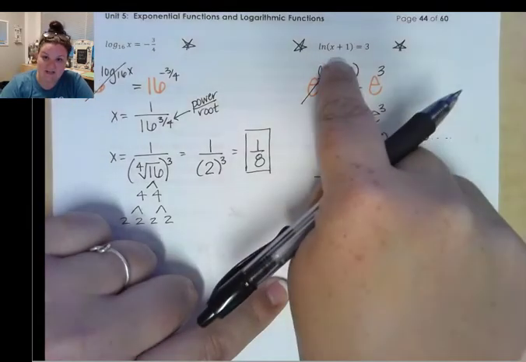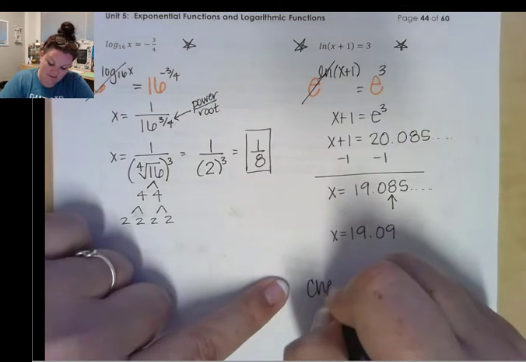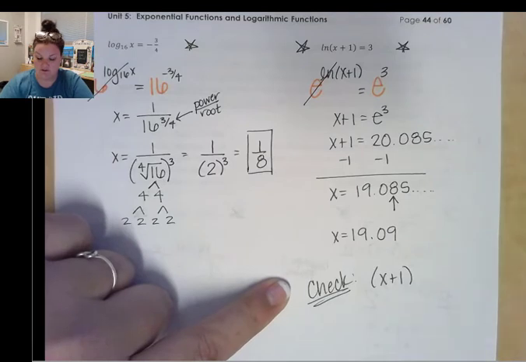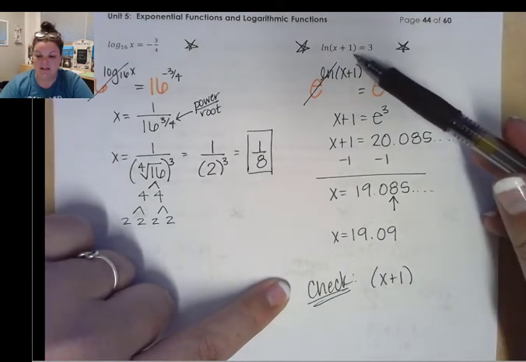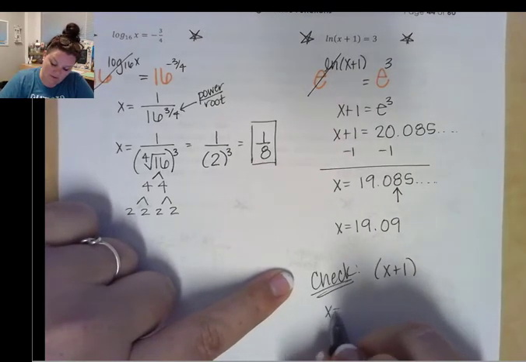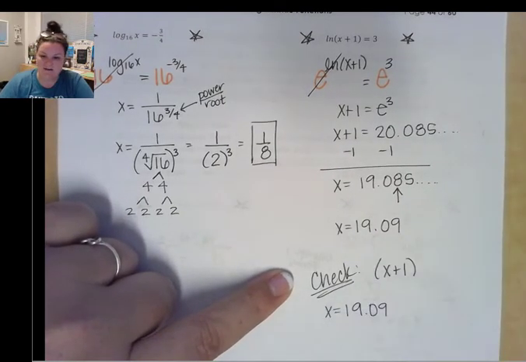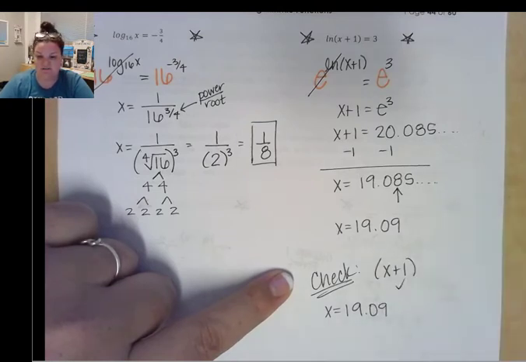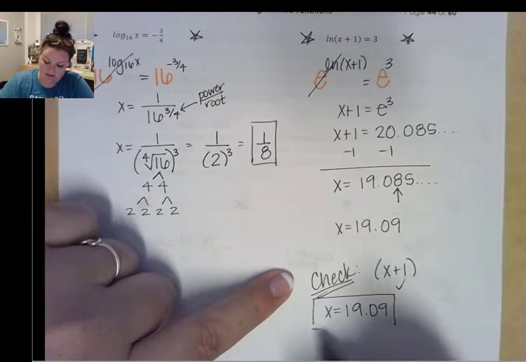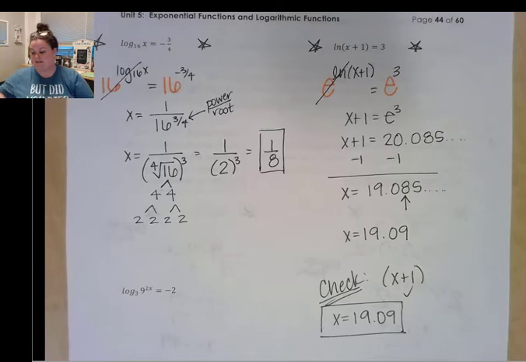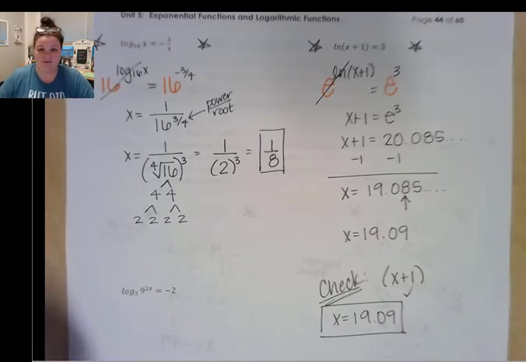And before I circle my answer and get all excited, I'm going to remember that this was a log problem, so I have to check my answer. So I'm going to come down here and say we're going to check to make sure that inside log value, which here was x plus 1, is not made 0 or negative by my solution. So my solution was 19.09, and if I plug that in here and add 1 to it, that's going to work just fine. So I can go ahead and circle my answer. Okay. All right, let me show you one more, and then I'll let you do something, okay?